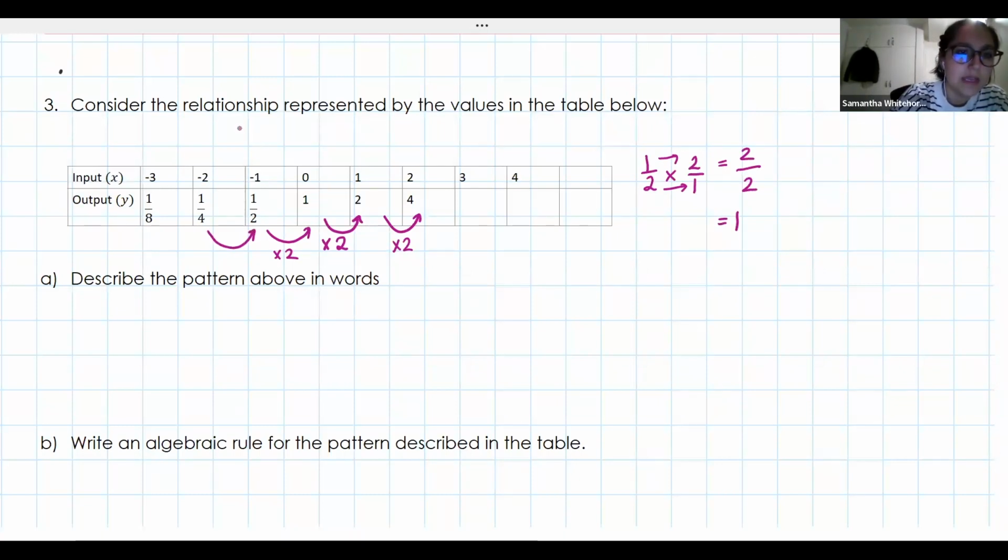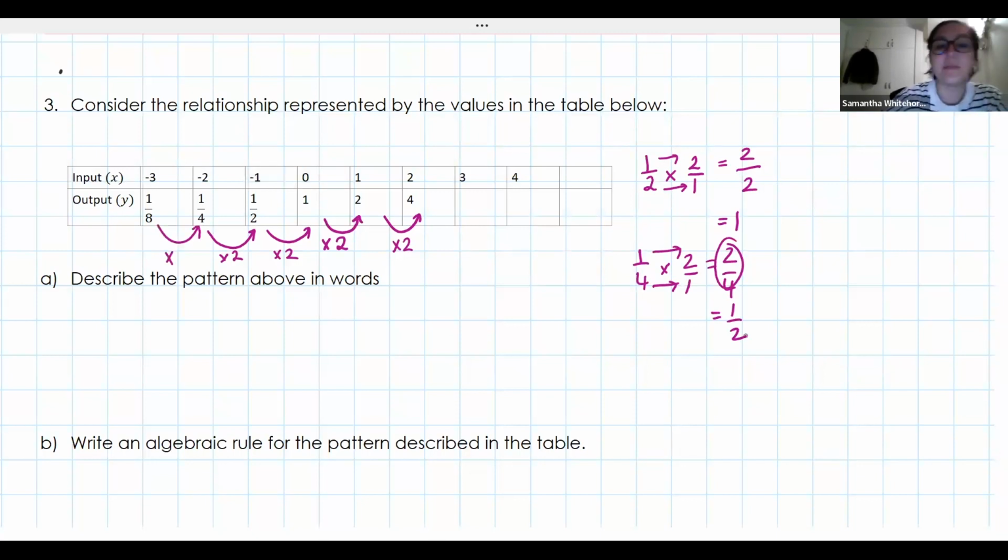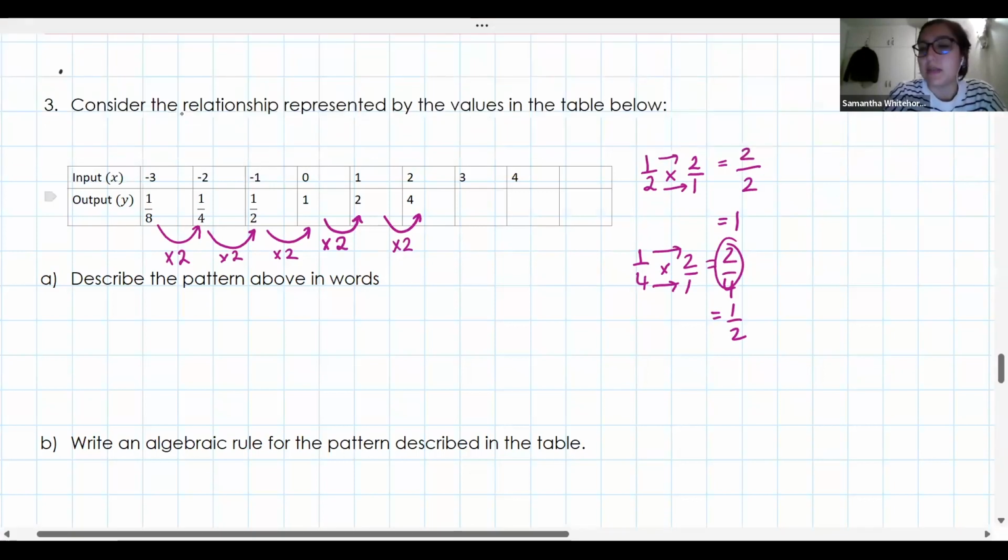Let's see a quarter. If we say a quarter times 2, so 1 over 4 times 2 over 1, 1 times 2 is 2, 4 times 1 is 4. That simplifies to a half. So that works. What we're seeing, and this is what quite a few of you have been asking about, is that constant ratio relationship. I'm now multiplying by a constant value. So that means we could technically work out our next inputs, our next outputs.